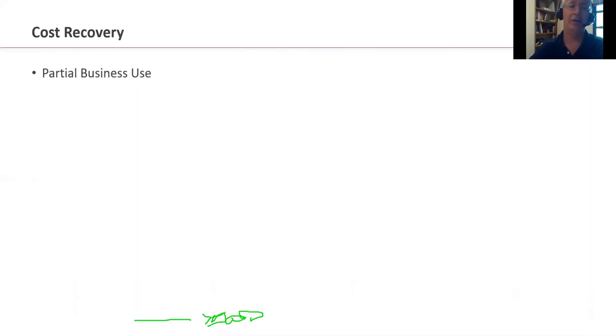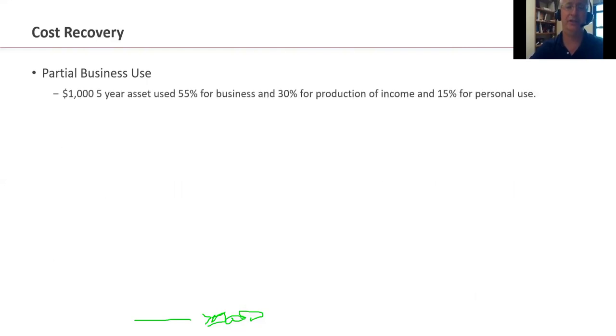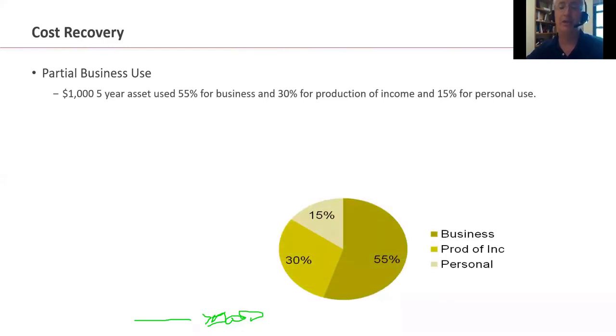All right, we've already done partial business use versions, but let's do one more just for safety's sake. So let's say that I have a five-year asset that costs $1,000. So let's say this is a computer, right? And for this computer, I use it 55% for my business. I own a rental property. So for 30% of that computer's use, I use it for my rental property. That's for the production of income. And 15% of it is just flat out personal use. So I just use it for surfing the internet or whatever. So if I could break that asset down, that's what it would look like.